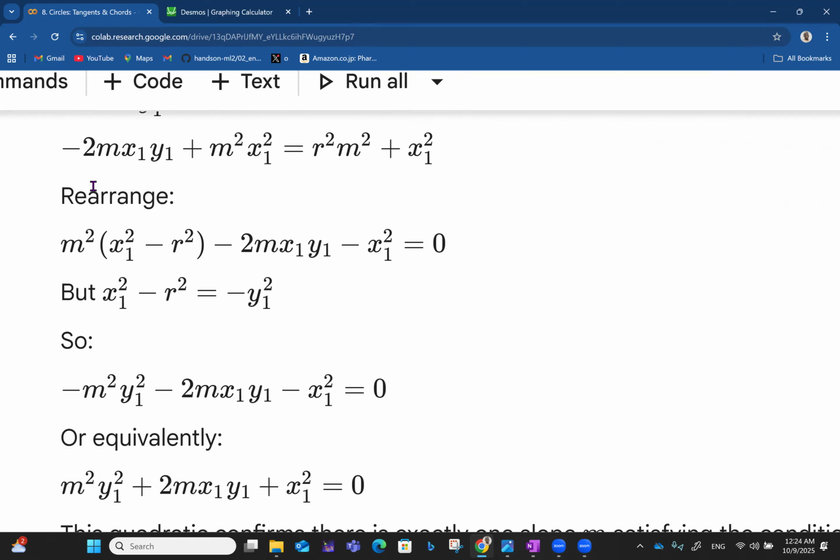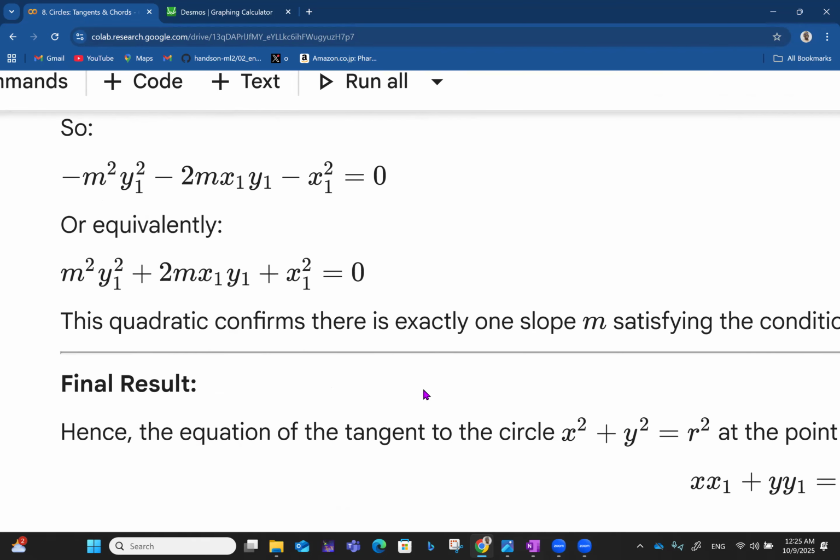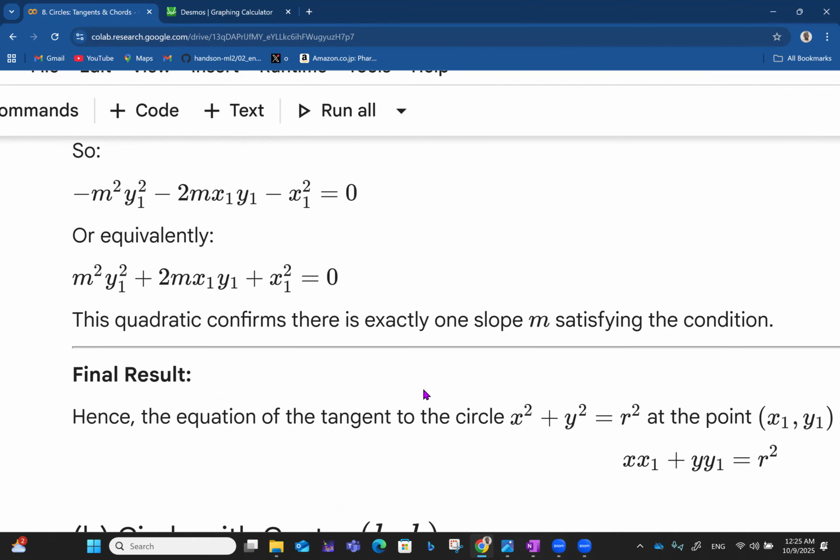So we can use this. We have m squared times minus y1 squared, that's minus m squared y1 squared, minus 2m x1 y1 minus x1 squared equals 0. So we can divide through by minus 1 so that we have m squared y1 squared plus 2m x1 y1 plus x1 squared equals 0. So this quadratic confirms there's exactly one slope m satisfying this condition.